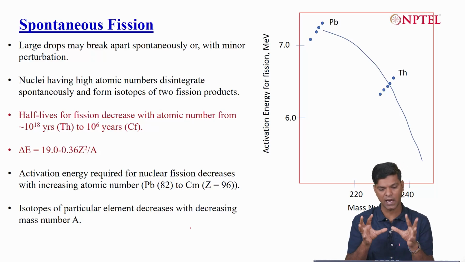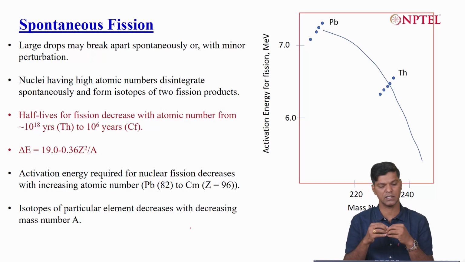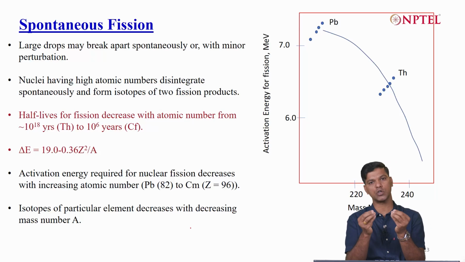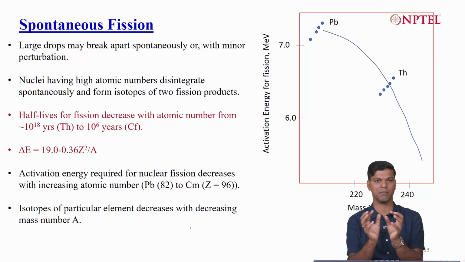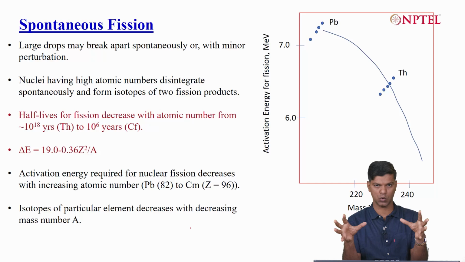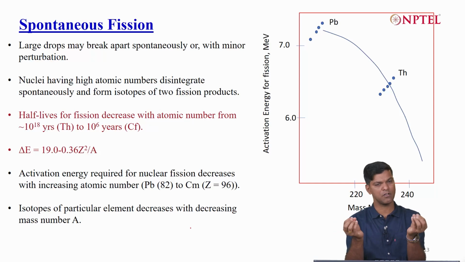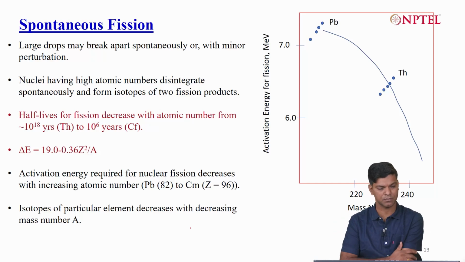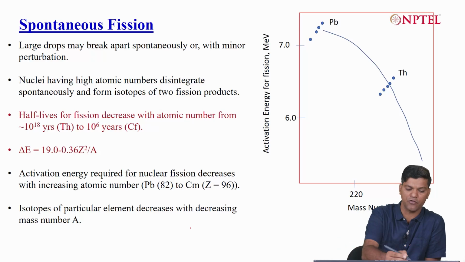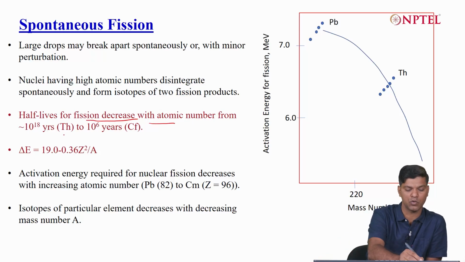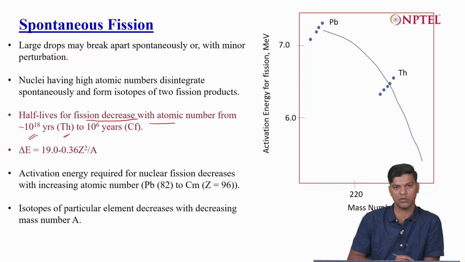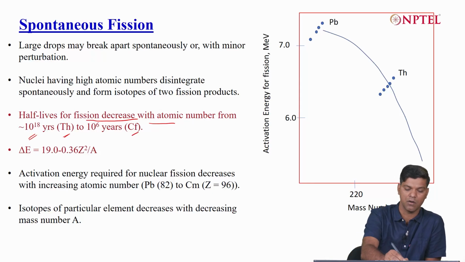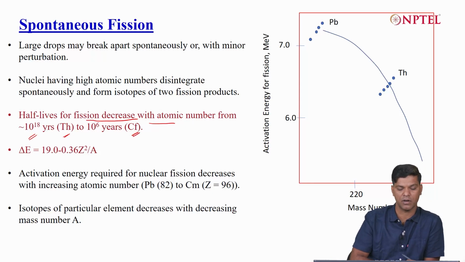Nuclei having high atomic numbers disintegrate spontaneously, or you may induce that, and form isotopes of two fission products. They may have a comparable mass. So, one isotope will split into two, and these two may have comparable masses. Half-lives of fission decrease with atomic number, from thorium, which is in the order of 10 to the power 18 years, for CF it is 10 to the power 6 years.